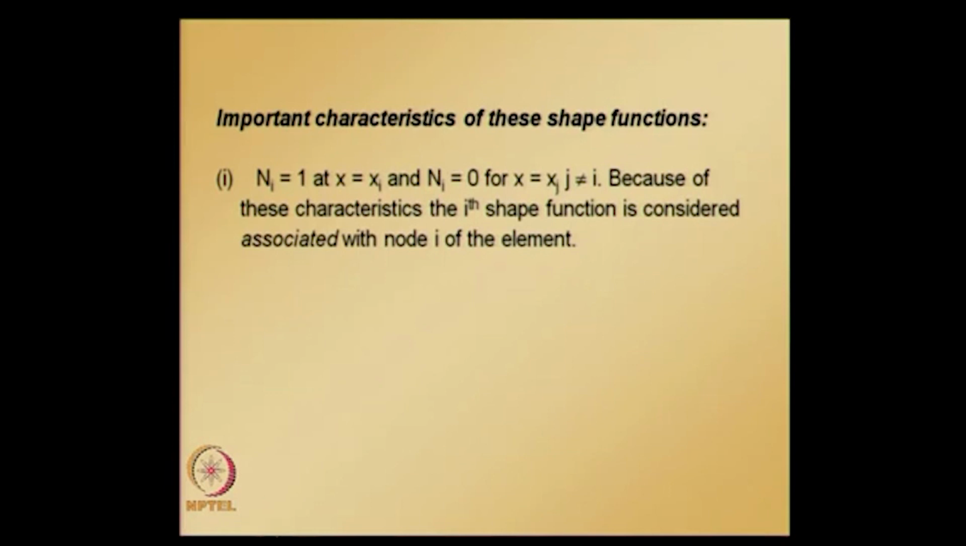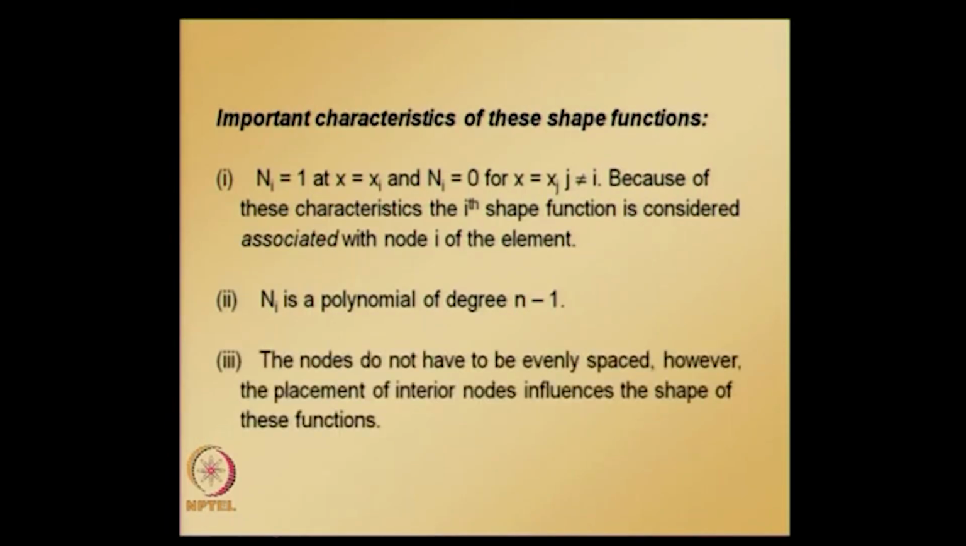And if you see the shape function expression, Ni is a polynomial of degree n minus 1. So, the shape function for a linear element is going to be of order 1, for a quadratic element order 2, for a cubic element order 3, and so on. And these nodes 1, 2, 3 need not be evenly spaced. The nodes do not have to be evenly spaced, however, placement of interior nodes influences the shape functions, which we will be seeing once we solve some examples.